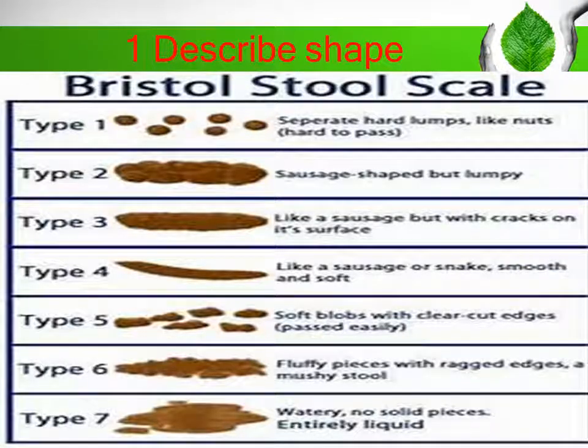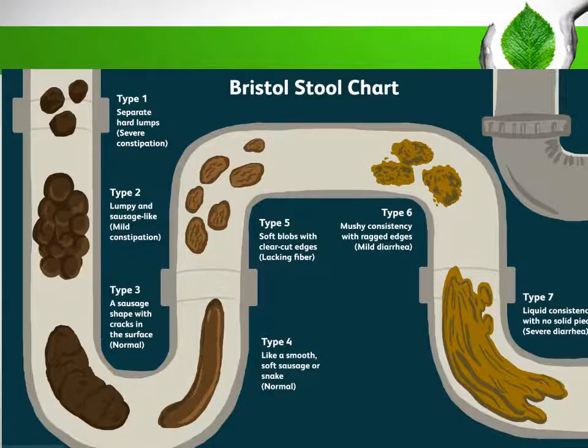So how to describe the shape of stools? You have to know that many scales have been suggested, but the best used one is the Bristol stool scale. You have 7 types of stools, and types 5, 6, 7 are the typical description of diarrhea. We see on this picture different shapes of stools.